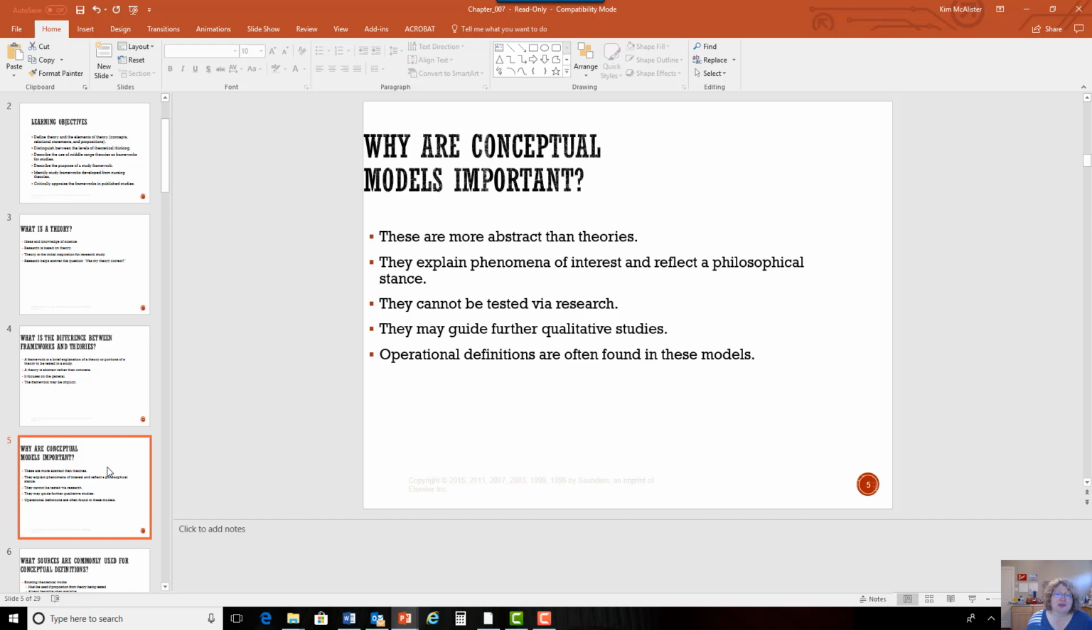Conceptual models are important because they're more abstract. They're more abstract than theories, but they're used to explain the phenomena of interest, and they also give more philosophy behind the theory. They're not something that can be tested by research. So an example of a conceptual model might be the patient comfort or nursing satisfaction. These are very broad things, and they can be used then to guide further studies.